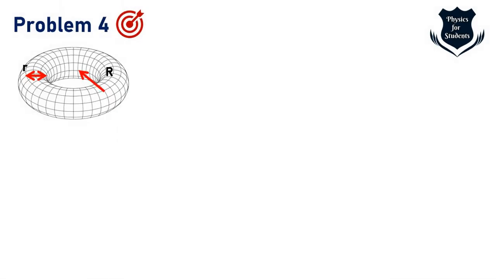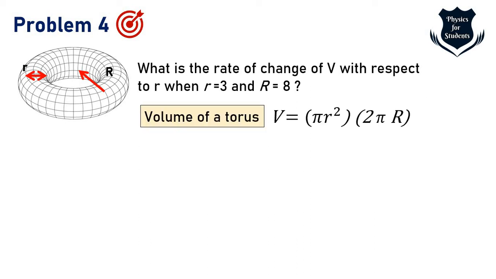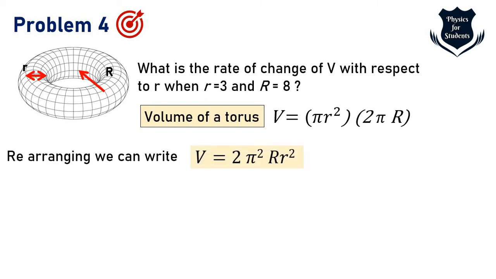Okay, so here is a torus. Again, this is a geometrical problem, and what we need to find is the rate of change of volume with respect to r when r equals 3, that is the small r, and the big R changes to 8. The volume of a torus we know is this, and by rearranging, we can write it as 2 pi squared capital R r squared.